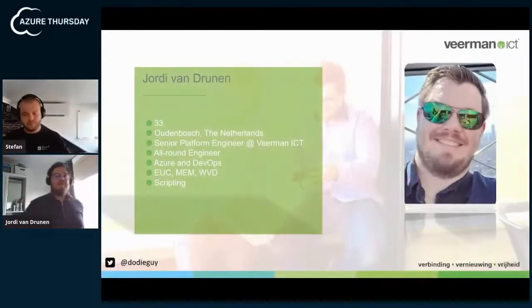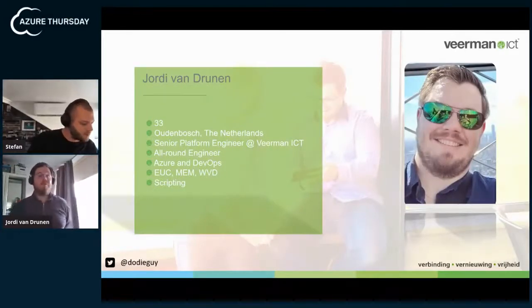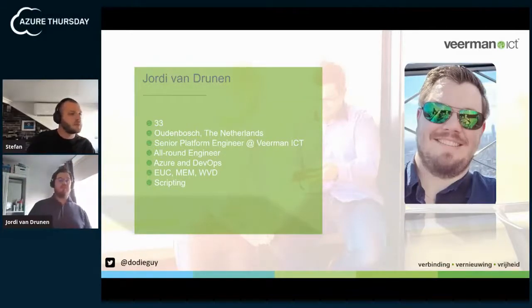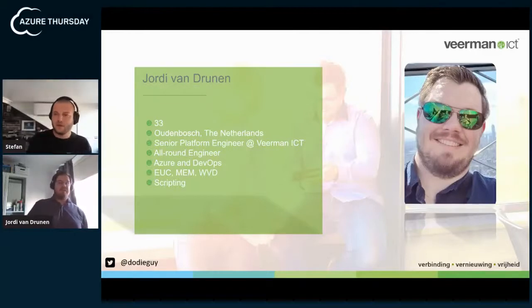Well, I'm Jordi van Drunen. I'm 33 years old. I live in Oudenbosch, also in the Netherlands. I also work at Firma ICT. I'm a senior platform engineer and consultant. I've been working there for about 13 years now, I think, and I'm pretty much an all-round engineer. The last years, I'm focusing more on Azure and DevOps and scripting and automating everything around that. Especially for WVD, we made large steps, but also infrastructure by code for Azure in general, and PowerShell scripting. So that's basically me.